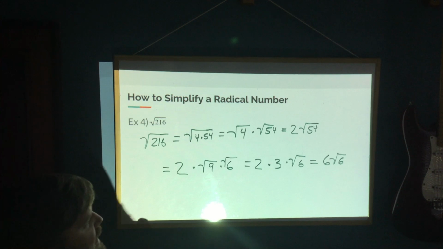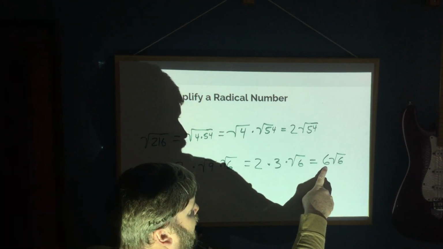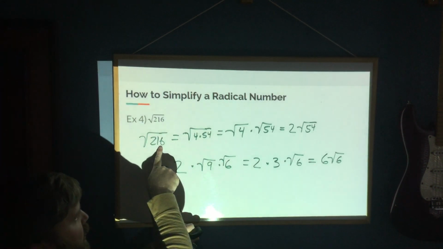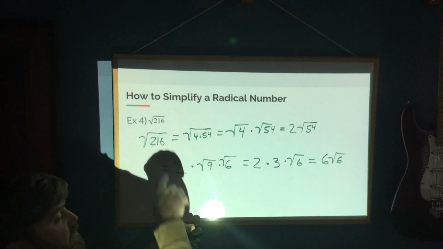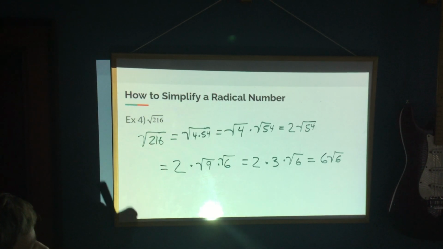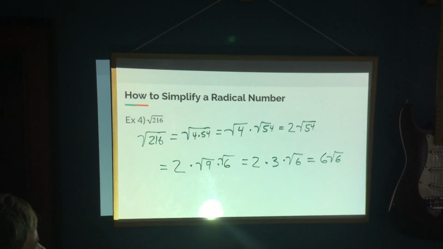Now, the fact that our final answer had 6 on the outside means that 36, which is a bigger perfect square, we could have caught that in the very beginning, and we would have been able to factor it out as well.